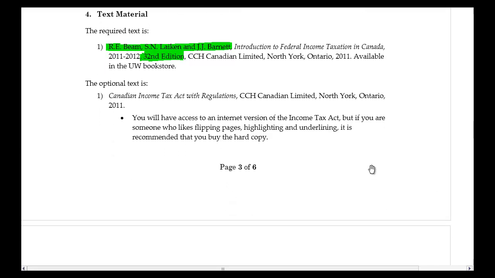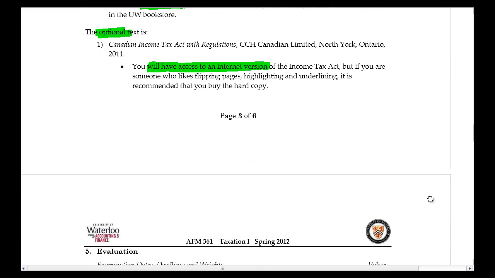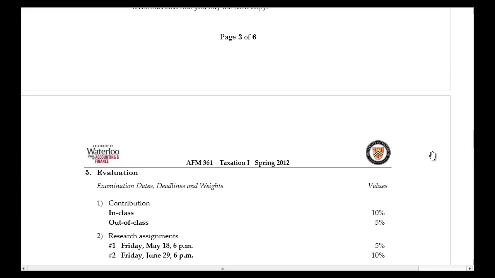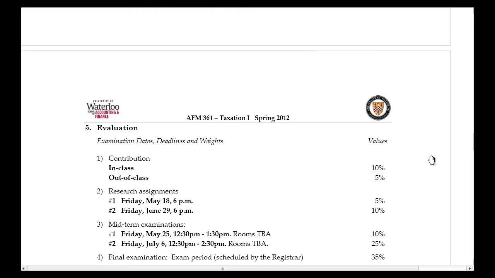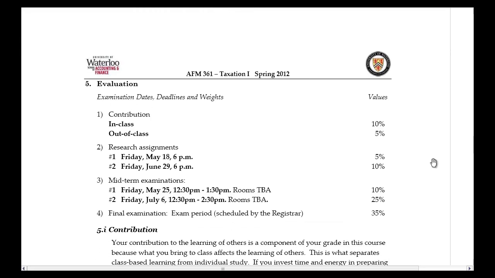We're making the Income Tax Act optional, so it is optional. You will have access to an internet version, and that's the way most people are going these days. But if you are someone who likes hard copies of things, then by all means buy it, and you'll get good use out of it. But we didn't want to force people to buy it.